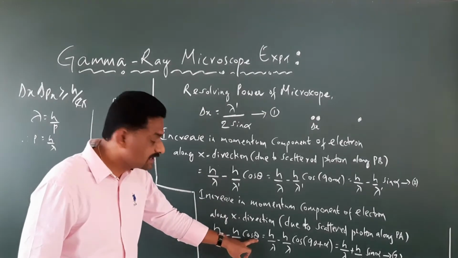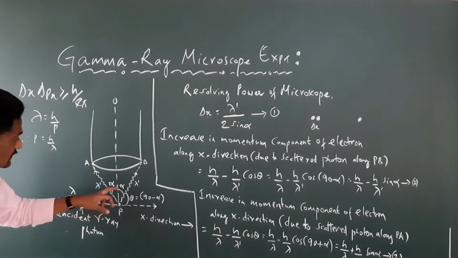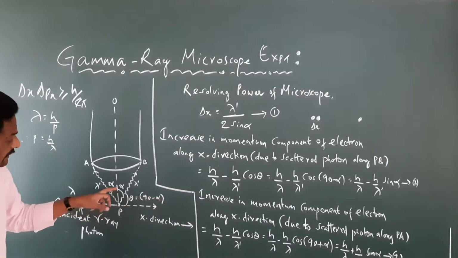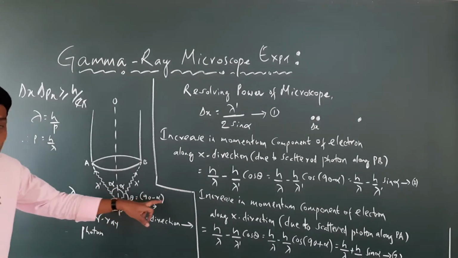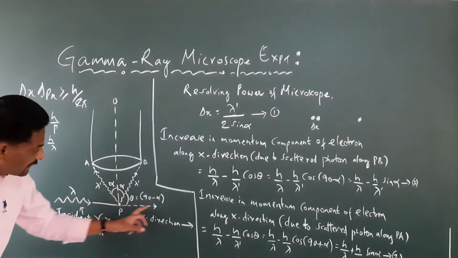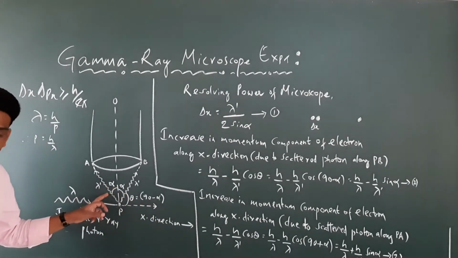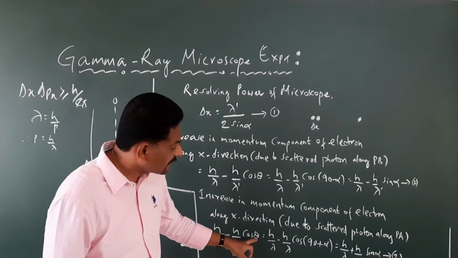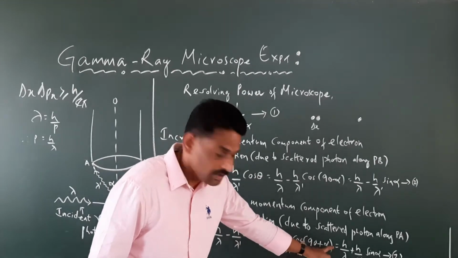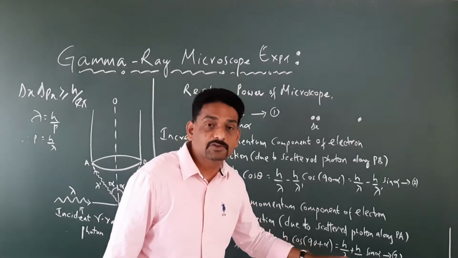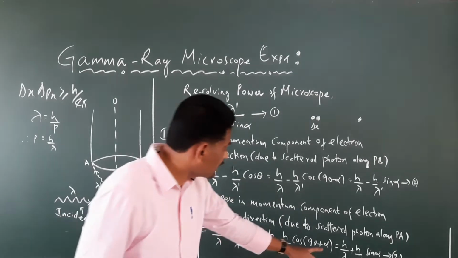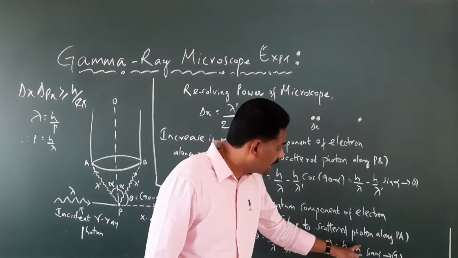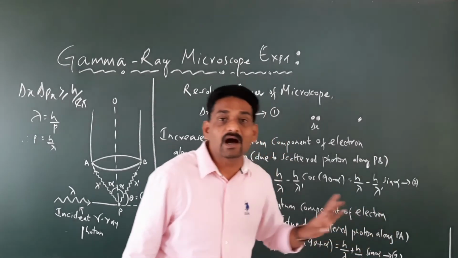But what is theta now in this case? Here it is 90 minus alpha. In this case, theta is going to be 90 plus alpha. This is 90 degrees and here you have alpha. So this is going to be 90 plus alpha. So we say theta is replaced by 90 plus alpha. What is the cos of 90 plus alpha? It is going to be minus sin alpha. Minus minus is going to be plus. So what we get? h divided by lambda plus h divided by lambda dash into sin alpha.